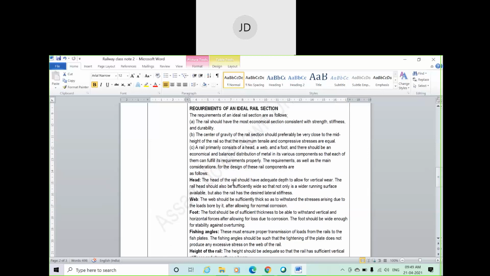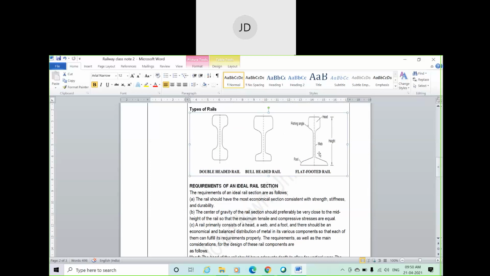Okay. Next, the rail primarily consists of a head, web, and foot, and there should be an economical and balanced distribution of metal in its various components so that each of them can fulfill its requirement properly. The requirement as well as the main consideration for the design of these rail components are as follows. We already discussed the different components of a rail, that is the head, web, foot, height, and fishing angle. Fine, and the fishing plate is connected over here.